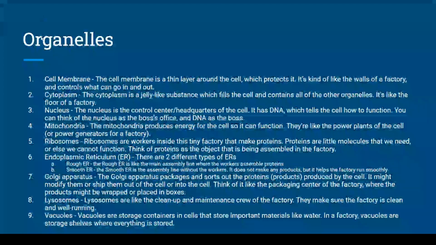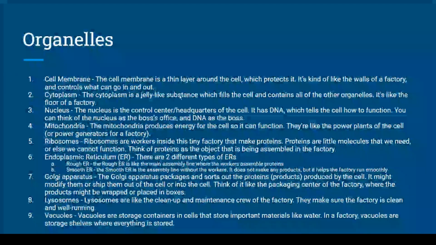So here are nine organelles that you'll typically see in cells. The first one is a cell membrane. A cell membrane is basically a thin layer around the cell, which protects it. It's like a barrier, and it controls what goes in and out of the cell. If the cell was a factory, the cell membrane would be basically the walls of a factory or the doorways into the factory.